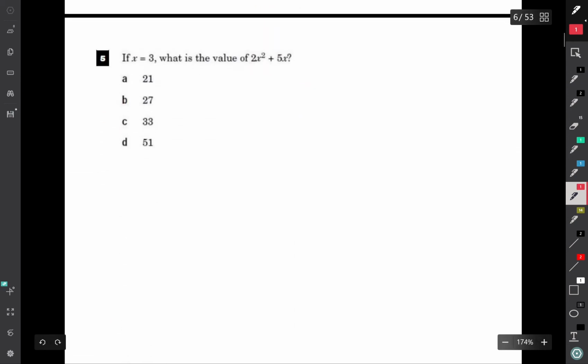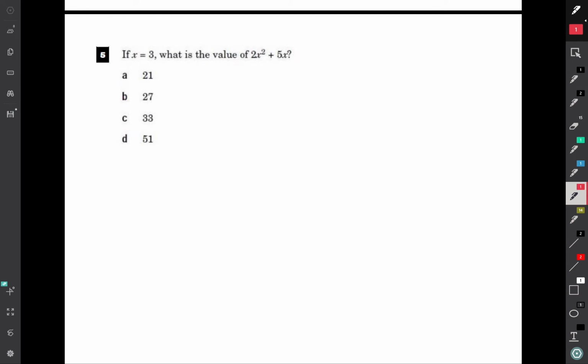Question number 5. All right. So, it says if x is equal to 3, what is the value of 2x squared plus 5x? Okay, well, this is a question where we just substitute the value of x into our expression. Okay, so I'm going to start off just writing the normal expression, not changing anything, 2x squared plus 5x. Okay, and now I'm going to replace each x with the number 3.